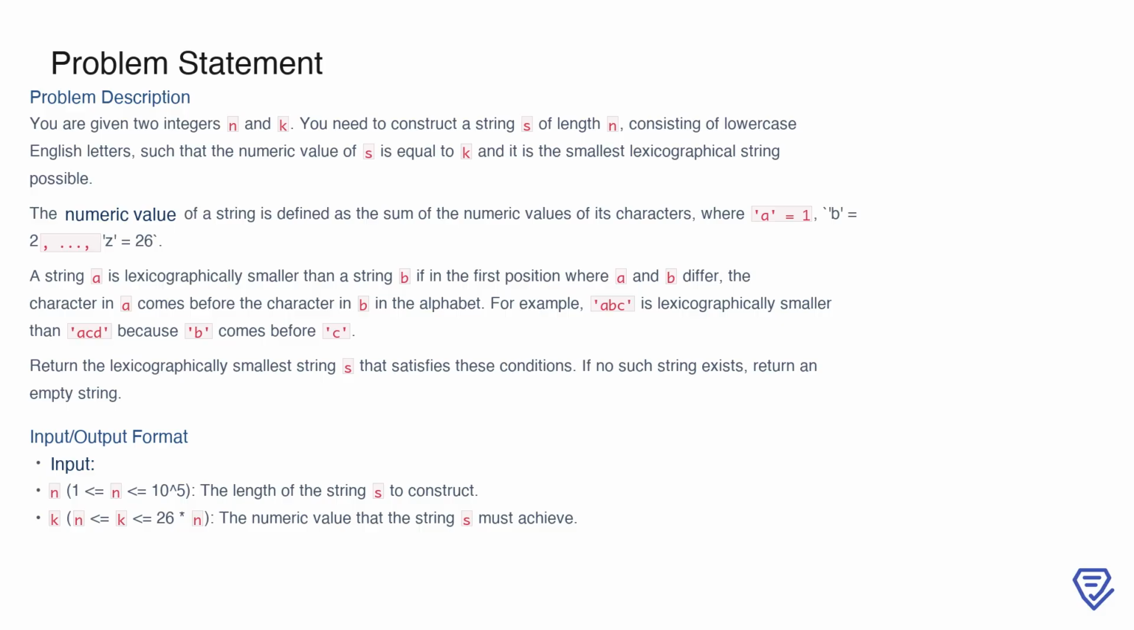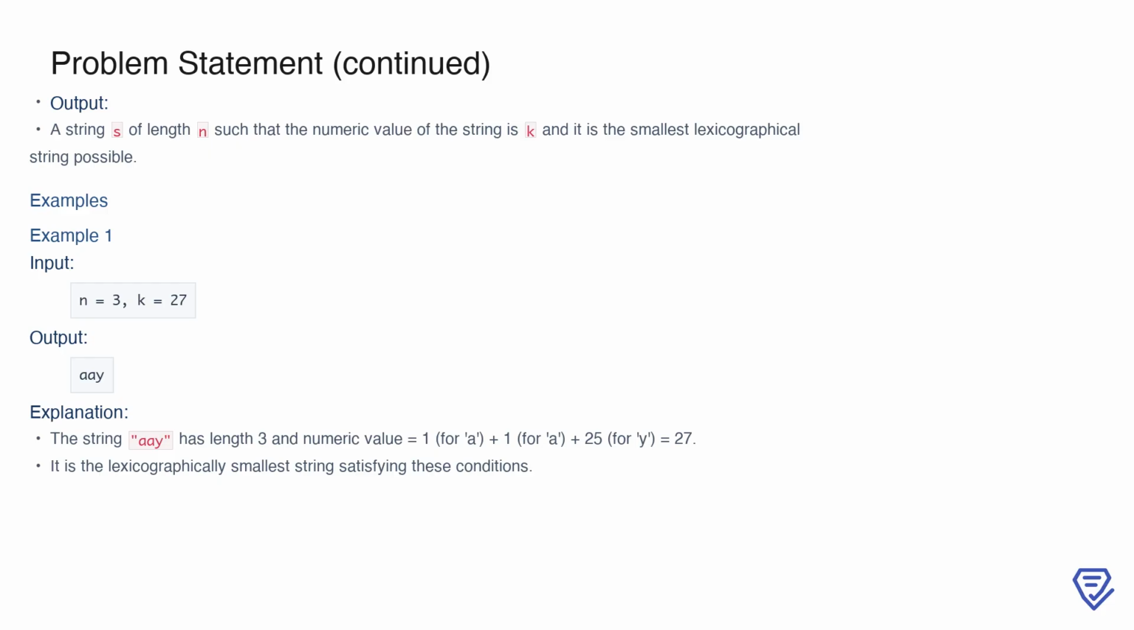The input parameters include n, the required length of the string, and k, the numeric value that the string must achieve. The constraints ensure n is at least 1 and at most 100,000, and k is at least n and at most 26 times n. The output of the problem is a string s of length n that satisfies the given numeric value k and is the smallest lexicographical string possible.